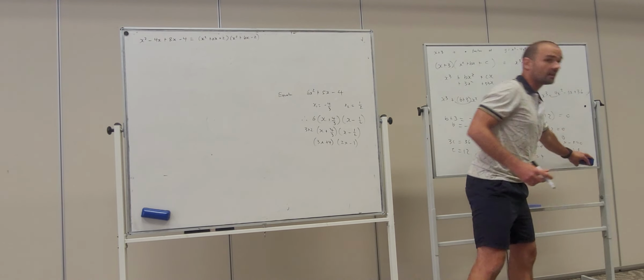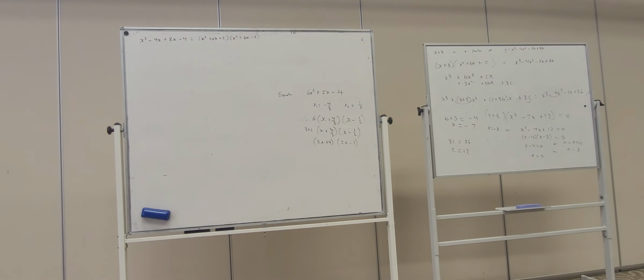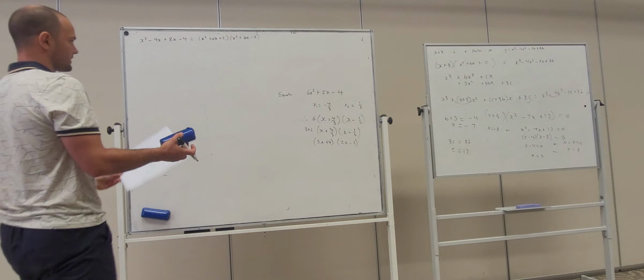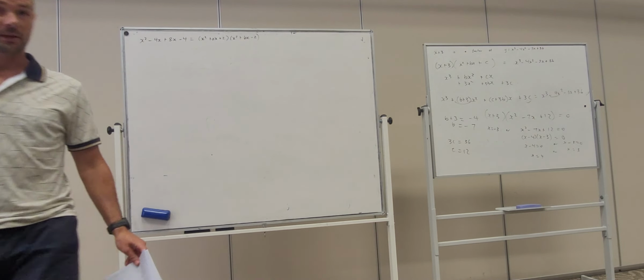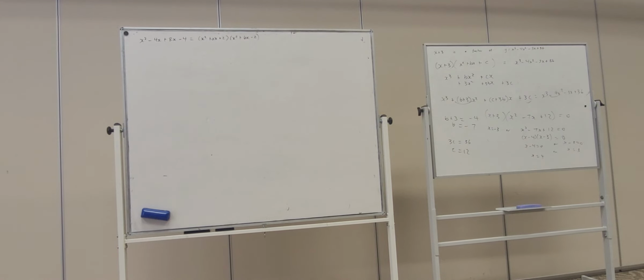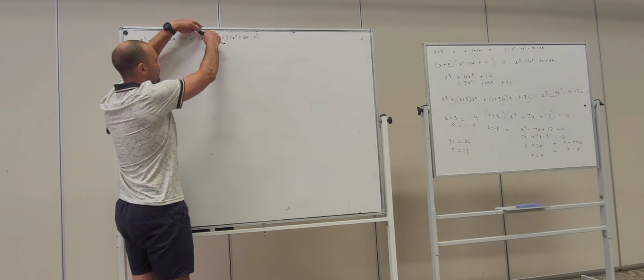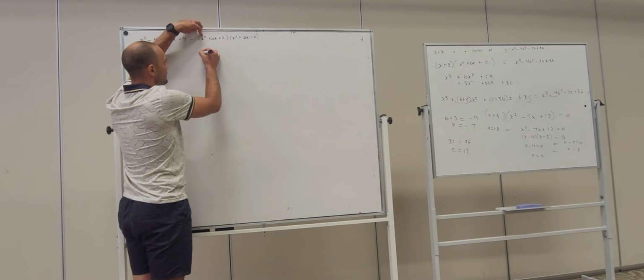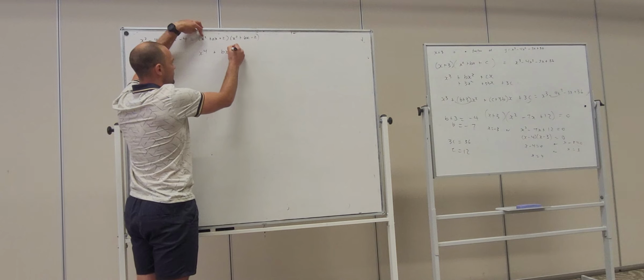So this one says identify the values of a and b, and hence solve this equation. In order to identify the values, we're going to have to perform that expansion. We have one quadratic multiplied by another. So I'm going to go x squared times x squared, x to the 4. x squared times bx will be bx to the 3.